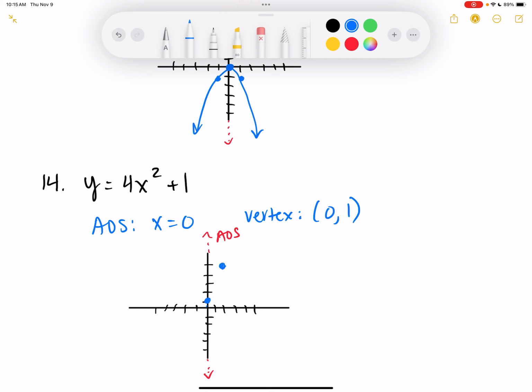And then the axis of symmetry says what I have on one side, I also have on the other. So I have 1 over here as well. And then we just connect it.